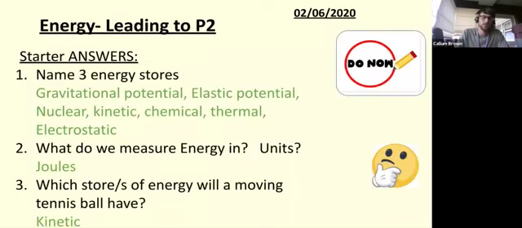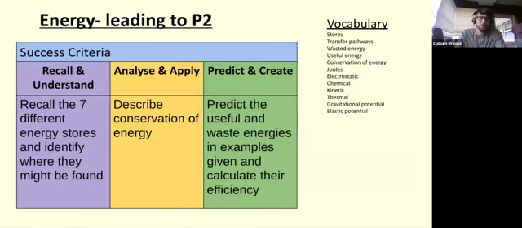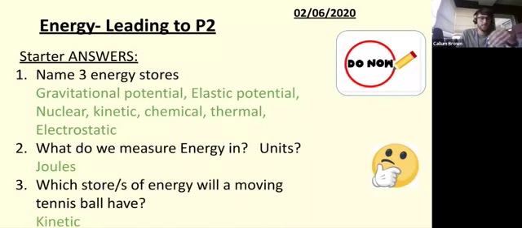Right, so answers to the starter questions there. 3 energy stores: I gave you gravitational potential. We've also got elastic potential energy in there. We've got nuclear, kinetic, chemical, thermal, and electrostatic. And we're going to be looking at some examples of those energy stores as we move through the slides today. We're not going to go into the equations to calculate those today, but we are going to be looking at, sorry, I should have shown you this on the success criteria really, the conservation of energy, and the calculation for efficiency.